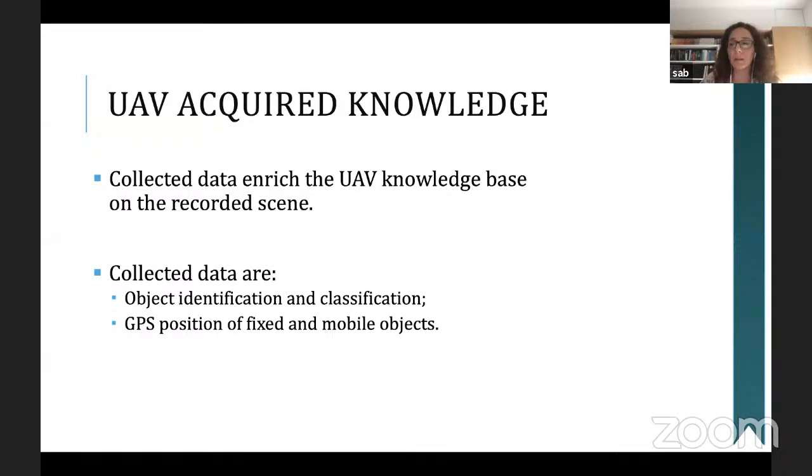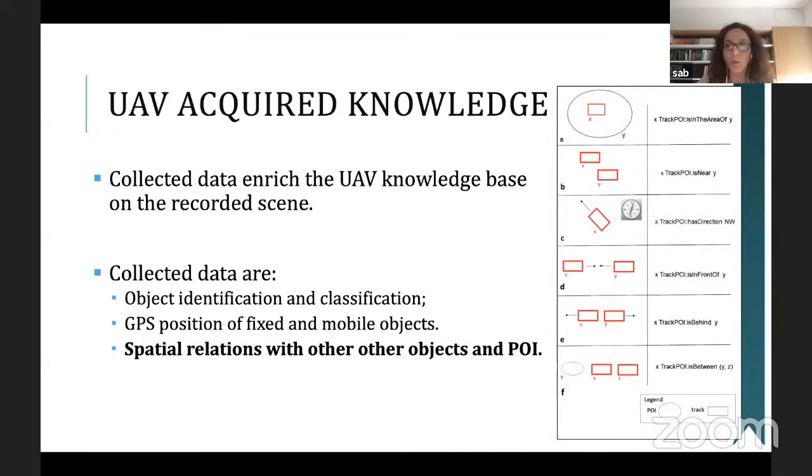So far we have just translated into semantic assertions the object, the identification, the classification of them, the GPS position of a fixed or mobile object, and we can also add some spatial relations between objects and points of interest. For instance, here we have two bounding boxes, very schematic, and most of our defined spatial relations. Here we have two bounding boxes, X and Y, and they are related by the relation near. This information can be collected from the tracking file, and some computing is applied in order to get this information, if the distance between the two bounding boxes is close enough.